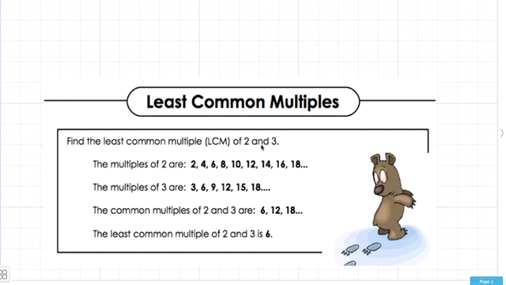We're going to look at least common multiple or lowest common multiple and highest common factor. It's also called greatest common factor. So the two things you need to know is basically what's a multiple and what's a factor.